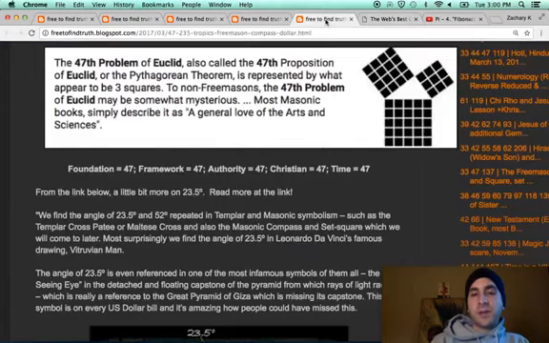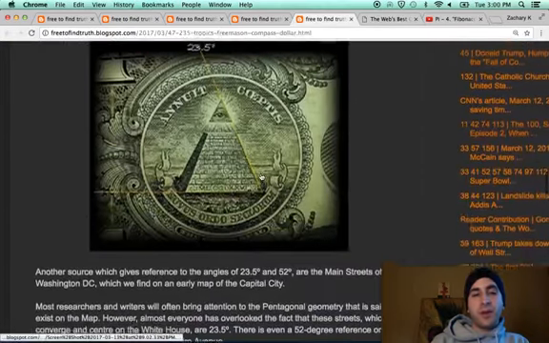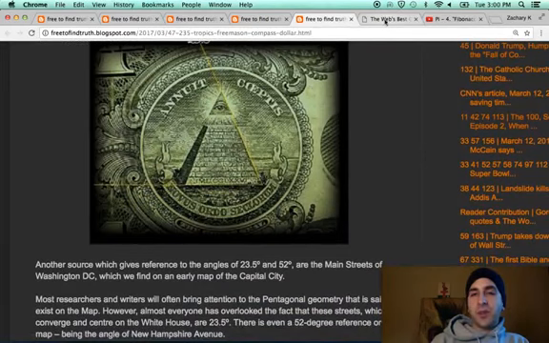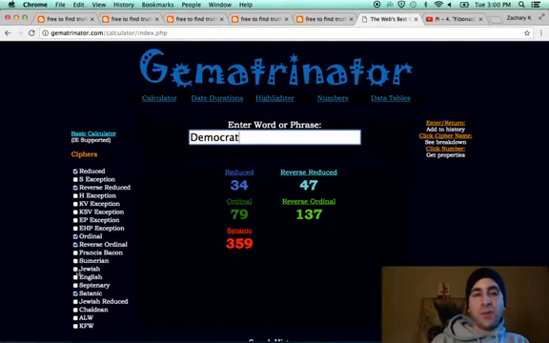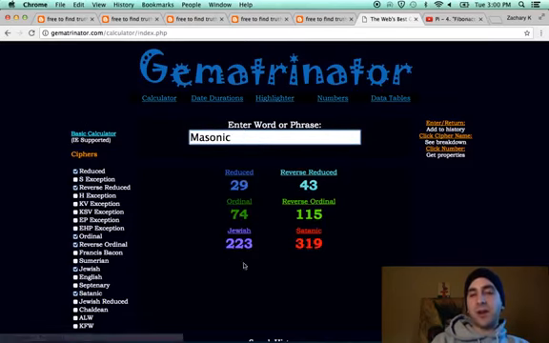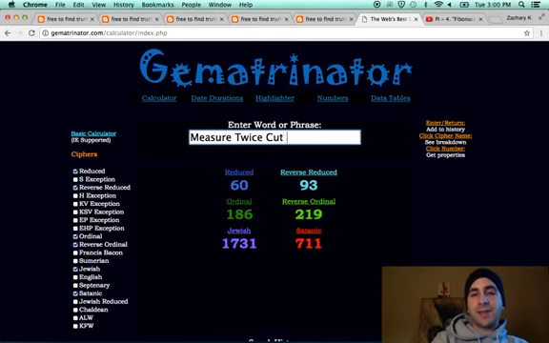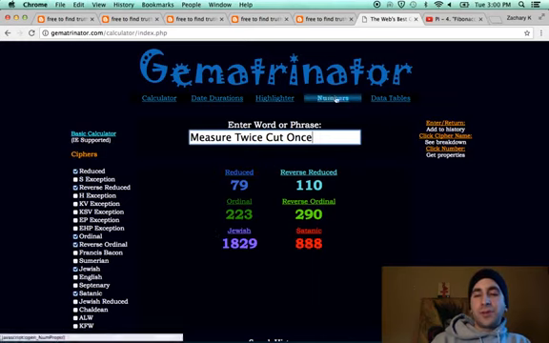So, Truth Seeker, I think we put every single nail in the board that we wanted to. For any Freemasons out there who haven't learned these things, let's close out with this last one. Masonic 223. Measure twice, cut once. 223. 223, another very special number to this nation.